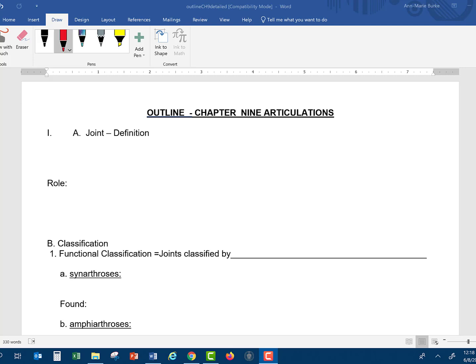This video is about Chapter 9, Articulations, Part 1. Chapter 9 is about joints, and so I'm going to be talking about what joints are, how they are classified, and the amount and type of movement they allow. So let's start with the definition of a joint. A joint is where two or more bones connect.